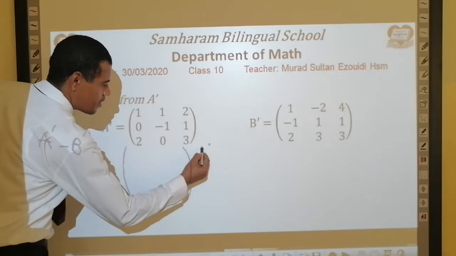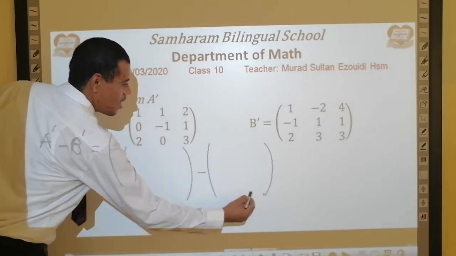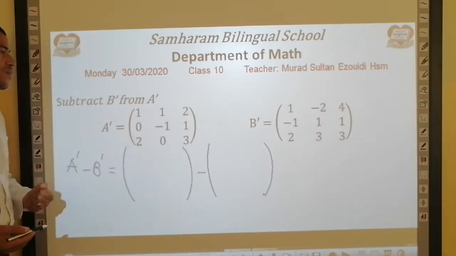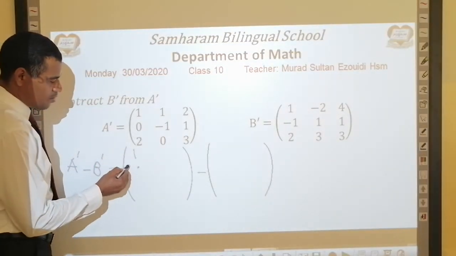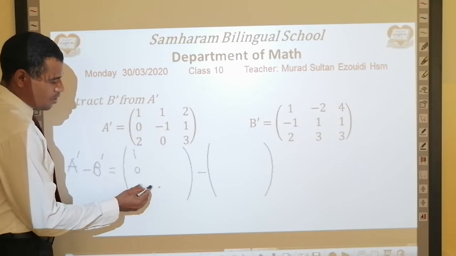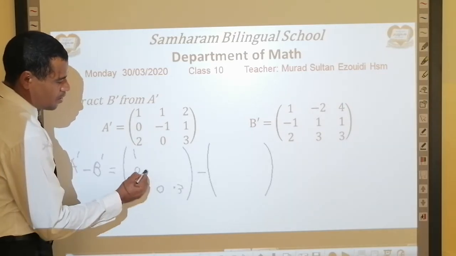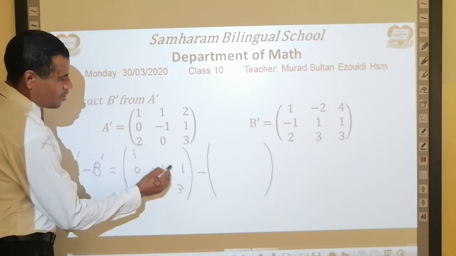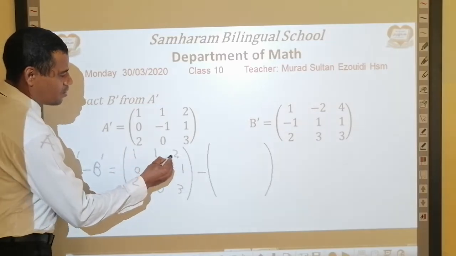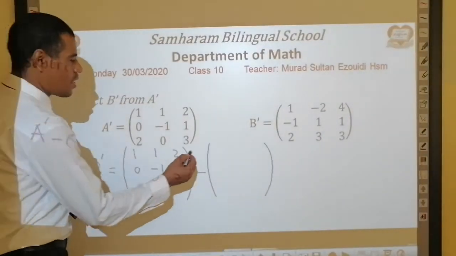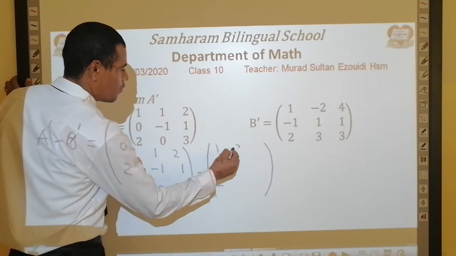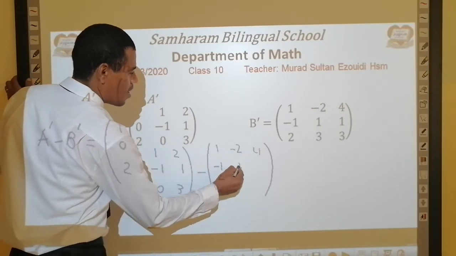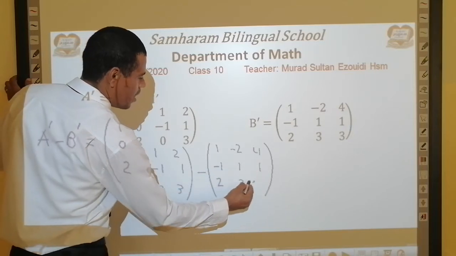This is minus, this is minus, this is minus. I will first write the values of the first matrix. This is 1, 0, 2, then 0, 3, negative 1, then 1, 1 and 2. This is the first matrix. The second one is 1, negative 1, 2, negative 2, 4, 1, 1, 3, and 3.